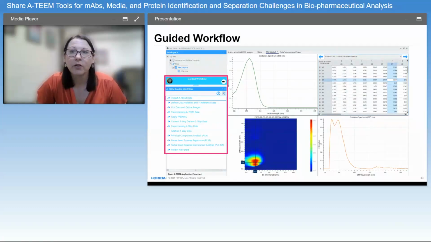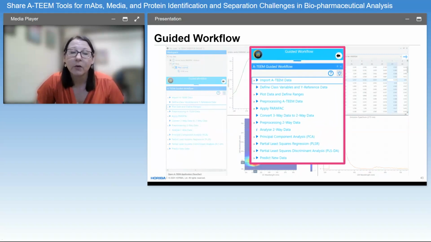The guided workflow really brings you through what can often be a back and forth process between working with three-dimensional data sets, unfolding them, and working with two-dimensional data sets, and then going back and forth. And so it's a benefit to bring in the data and move through the process in a clearer way. And so I'll go through the guided workflow step by step with an example to show how you can help A-TEEM data analysis just become a little bit easier.